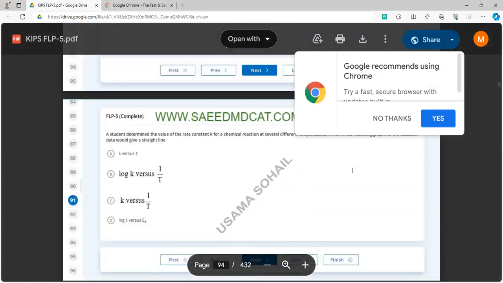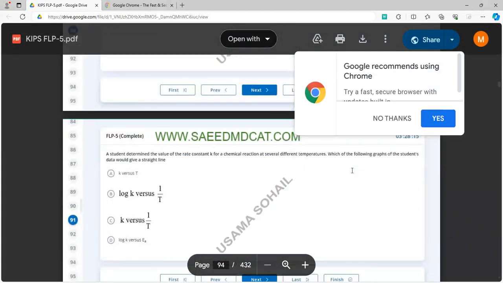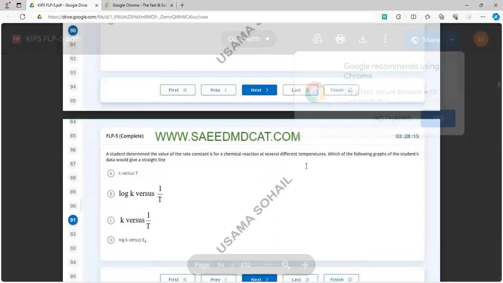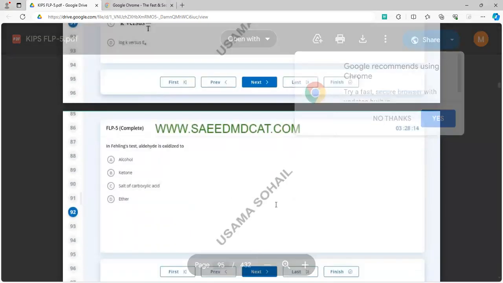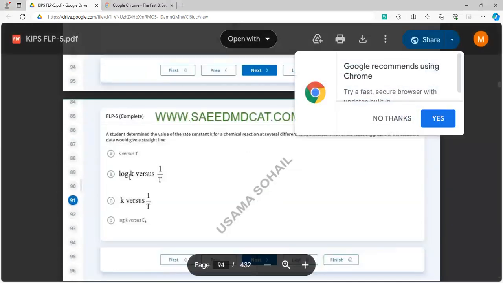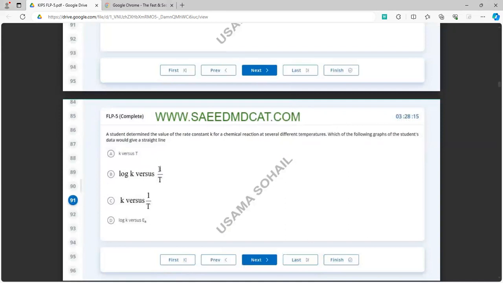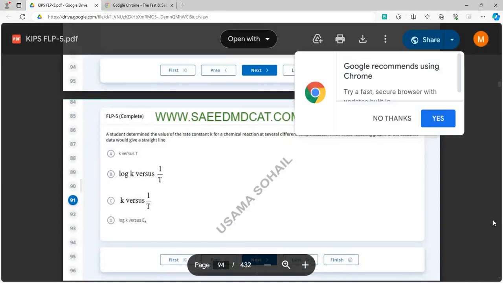Now, in question number 91, they've asked us to plot a graph which would give us a straight line. So we need to know that firstly, these two quantities are inversely proportional to each other. So the correct option will be B. Now, why would it be B? Because we know that K and T are inversely proportional to each other. So the graph of 1 over T and log K should give us a straight line downwards.